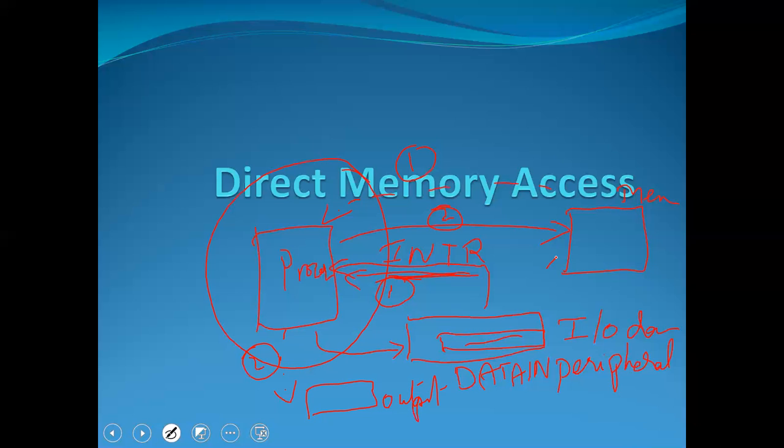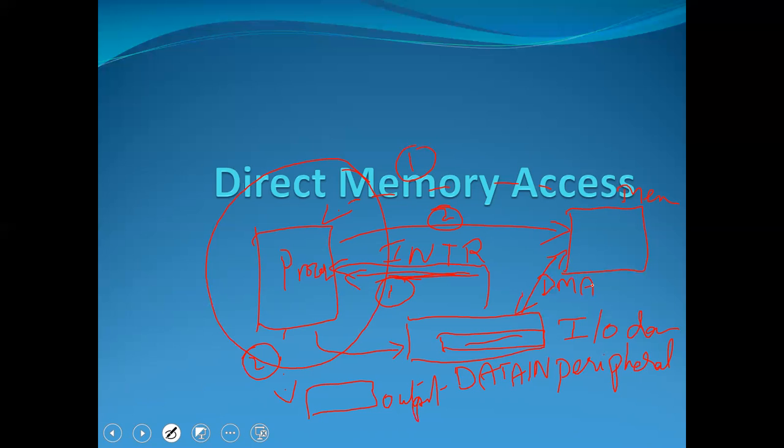This intervention of the processor can be avoided by a concept called direct memory access, where the data transfer between the peripheral devices, or input output devices, and memory takes place directly without the intervention of the processor. This is called DMA, direct memory access.